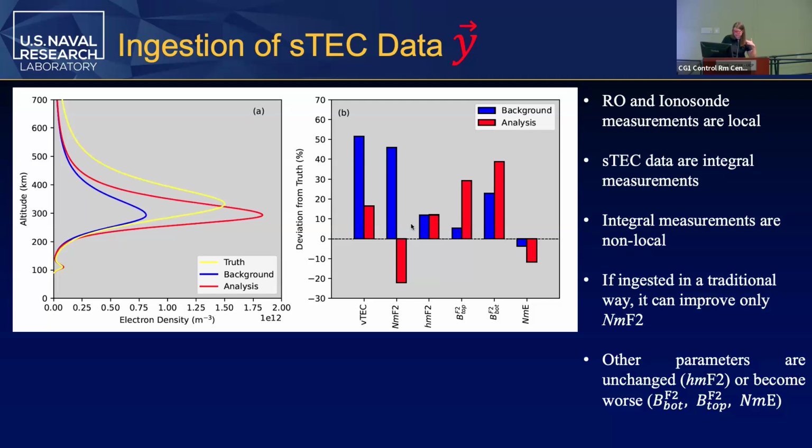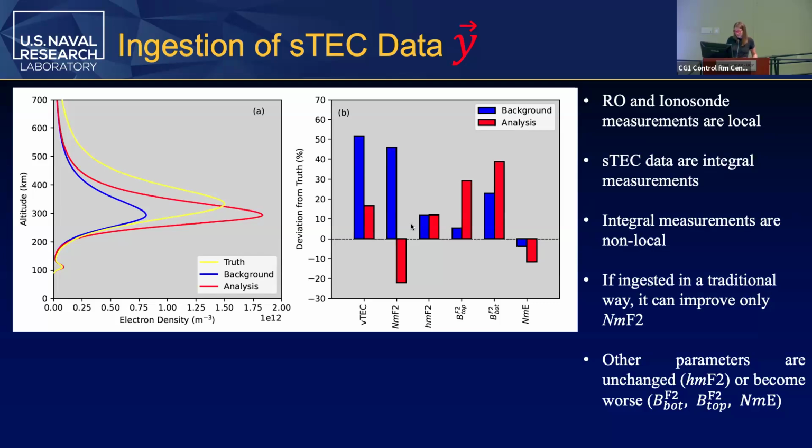Now let's put it into numbers and look at how all of the parameters in that profile changed. The picture on the right shows those bars. The blue bars are the background parameters, what we start with, and the red ones are the analysis. If the red bar is smaller than the blue bar, it means we're improving. The first thing is vertical TEC. We ingest vertical TEC, so we have to improve here, and it's all good. The NmF2, even though it overshot the truth, is still an improvement because we got smaller errors.